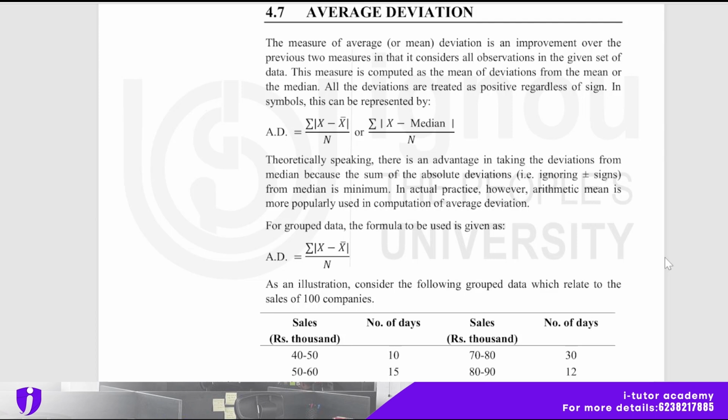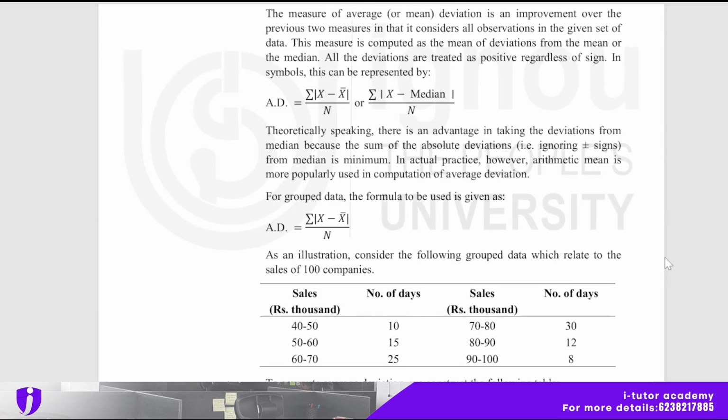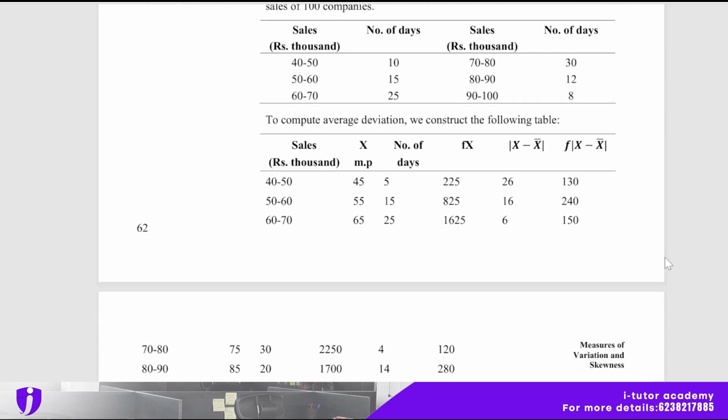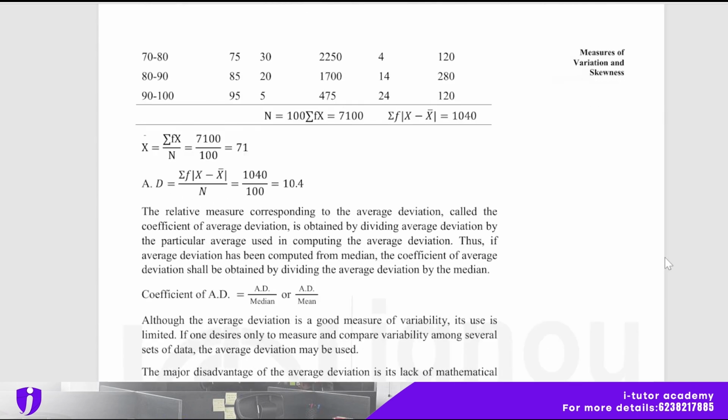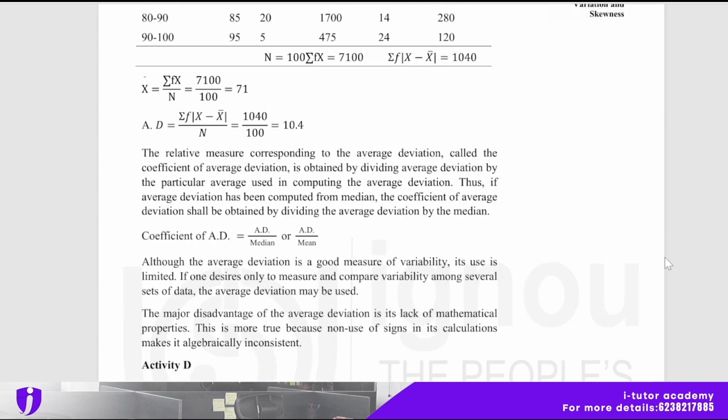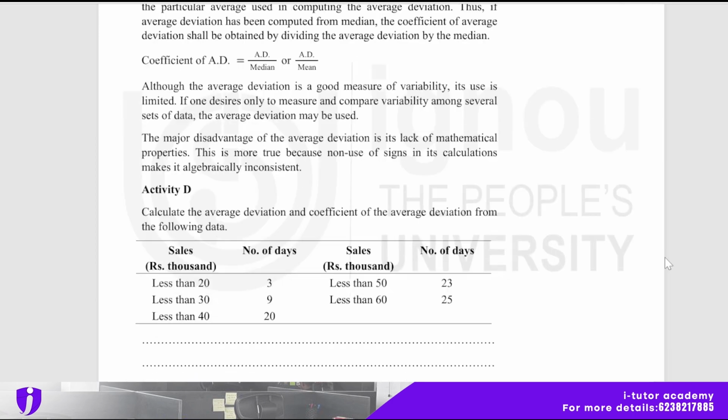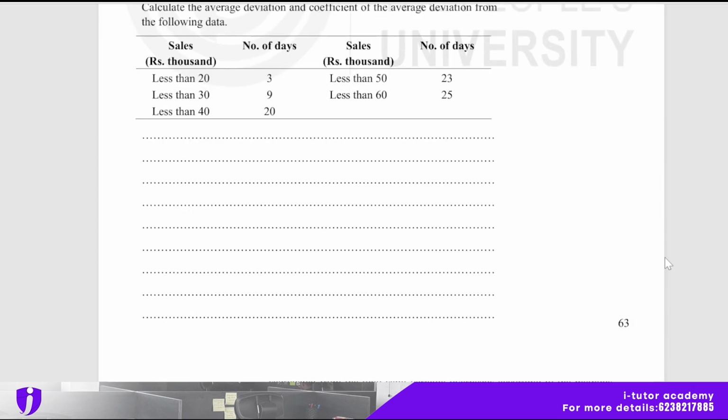Theoretically speaking, there is an advantage in taking the deviation from the median because the sum of the absolute deviations, that is ignoring plus or minus signs, from the median is minimum. In actual practice, however, the arithmetic mean is more popularly used in computation of average deviation. And so the coefficient of AD is equal to AD divided by median or AD divided by mean. Based on the activities here, try to do that.